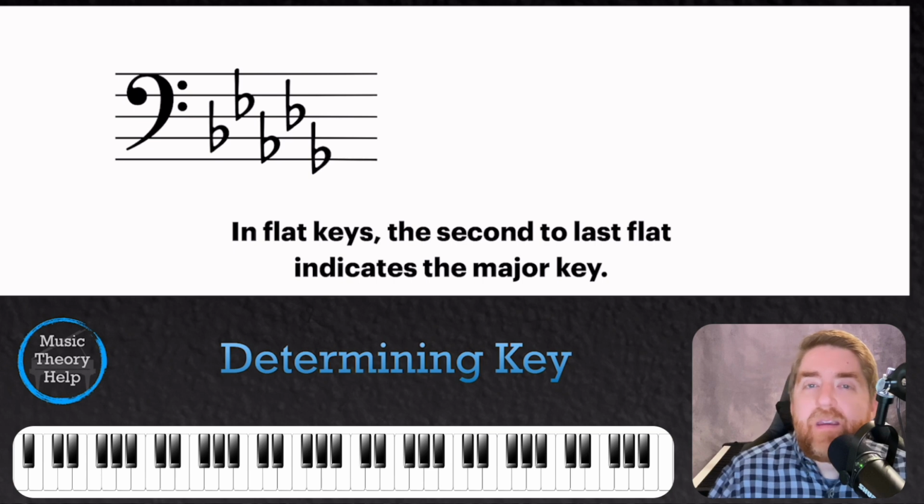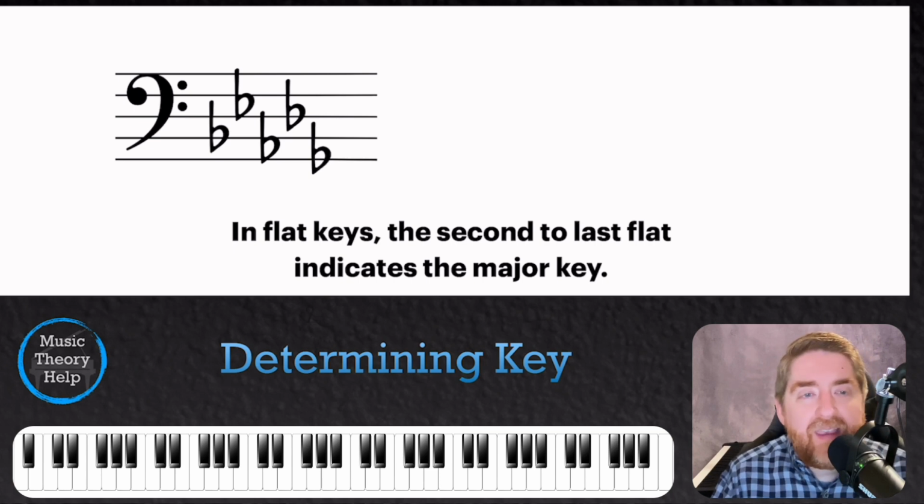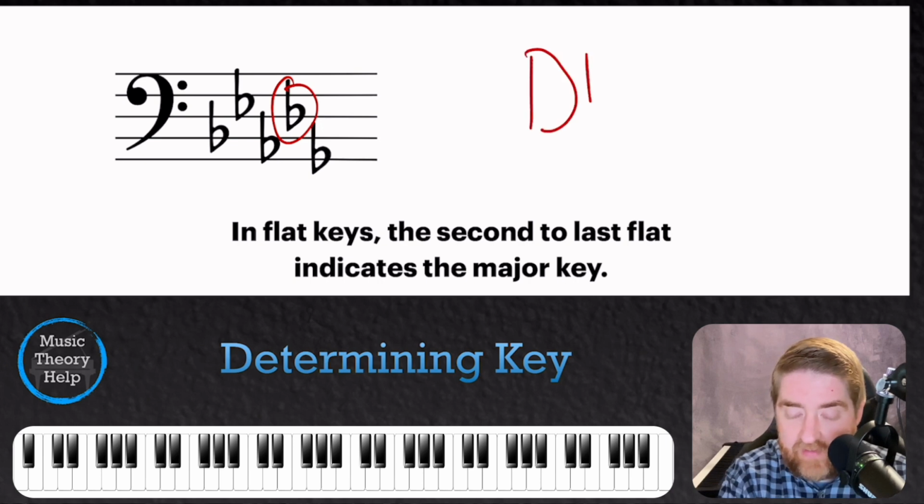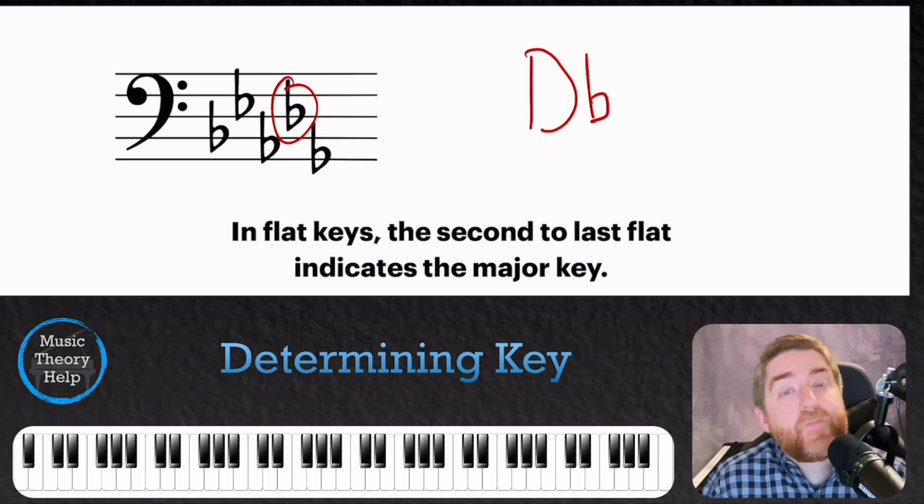But how do we know the key from a key signature? There are rules for that. In flat keys, the second to last flat indicates the major key. We have 5 flats here. The second to last flat is D flat, so we know that this is D flat major.